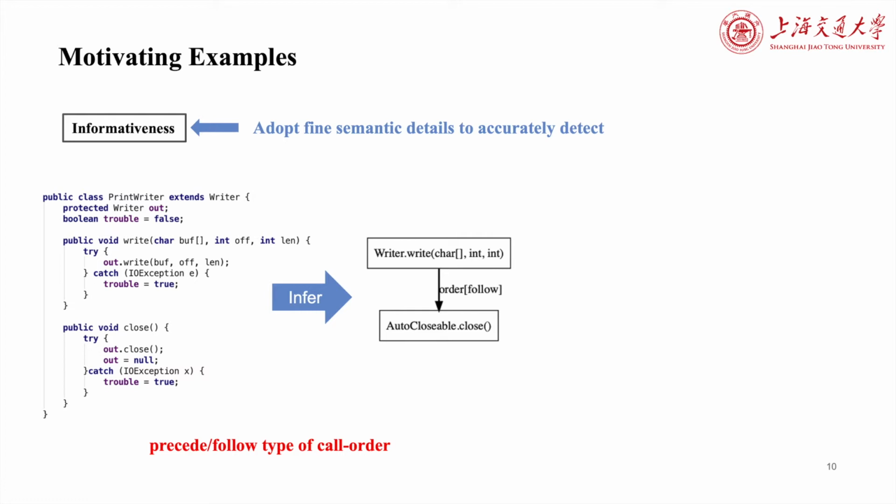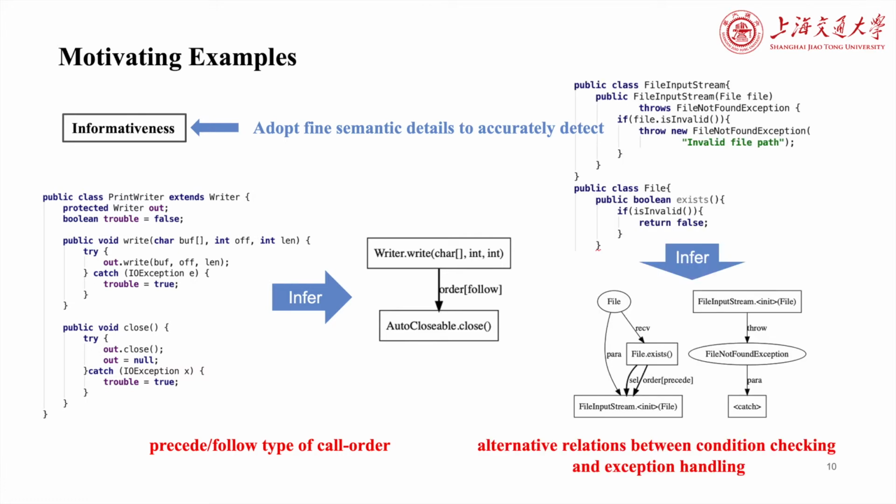With the follow type, only calling method close without calling method write will not be wrongly detected as misuse. Constraints from library code also have the alternative relations between condition checking and exception handling constraints. Here's an example of API FileInputStream. We can infer the alternative relation of checking condition file.exists and handling FileNotFoundException when calling the constructor method. Client only needs to satisfy one of the alternative constraints. Considering alternative relations can reduce false positives.